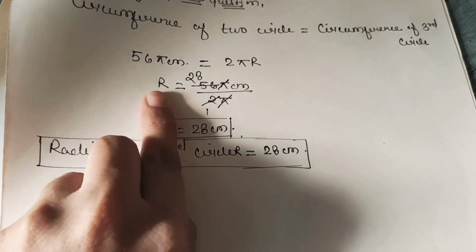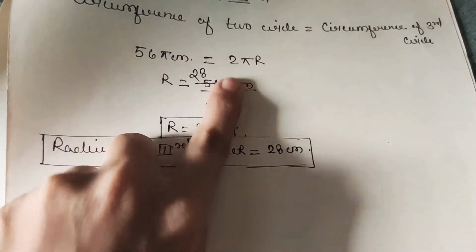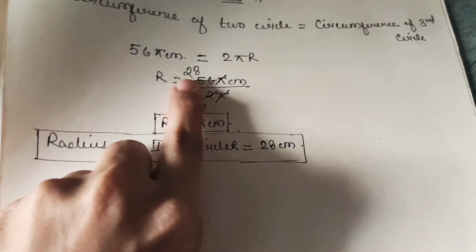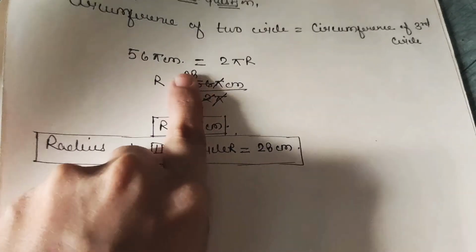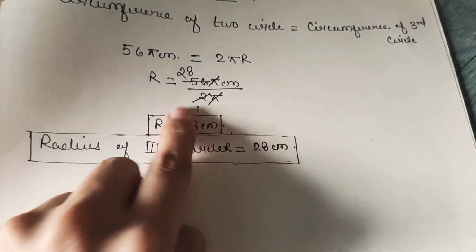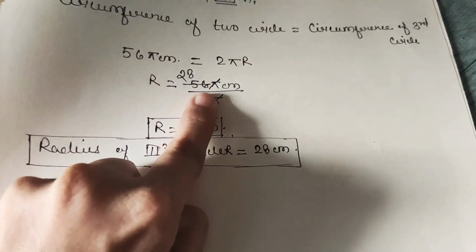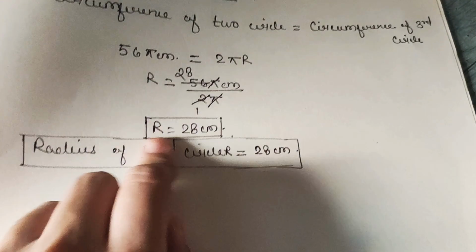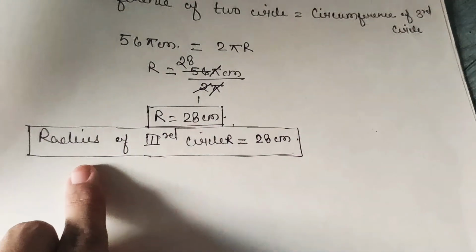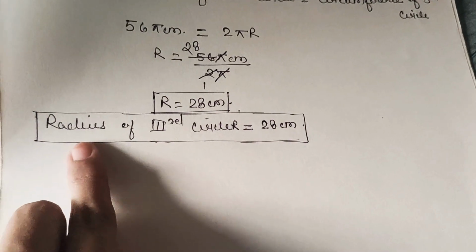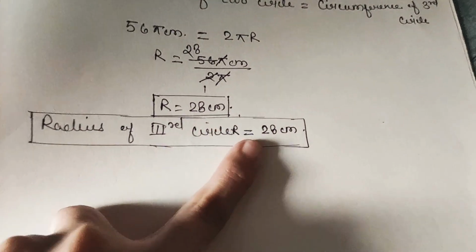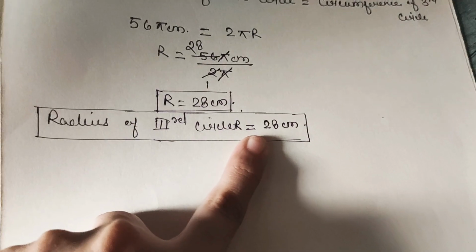So we will find the capital R by cancelling out pi to pi, then dividing 56 by 2 we get 28 centimeter. 2 1s are 2, 2 2s are 4, 5 minus 4 gets 1, 2 8s are 16. Capital R will be 28 centimeter. Now we get the radius of the third circle, capital R, will be 28 centimeter.